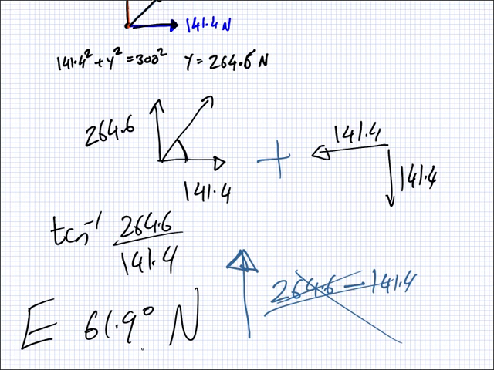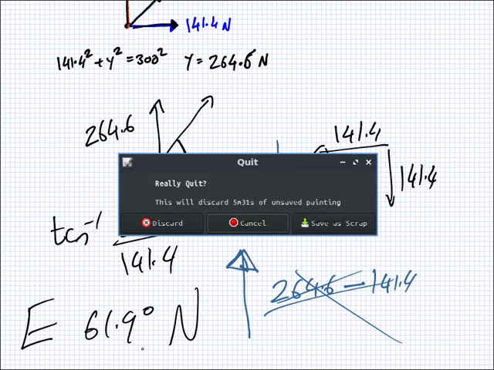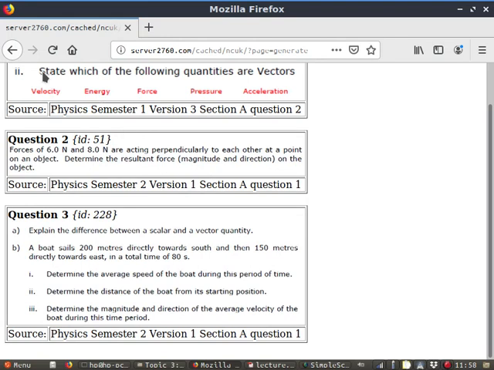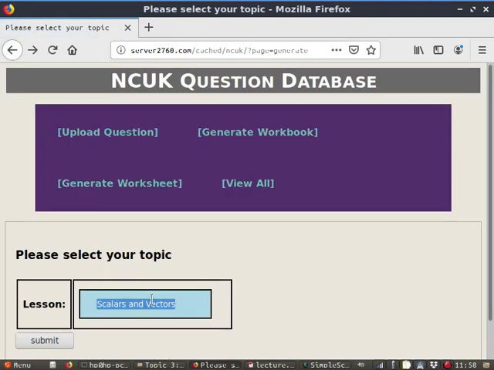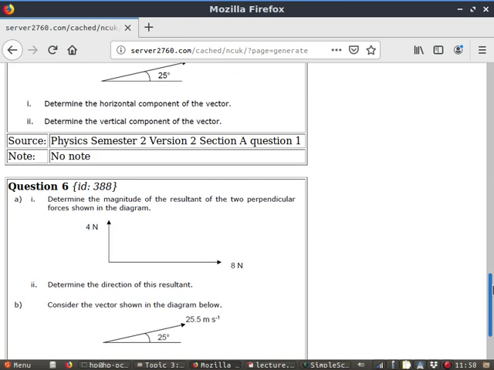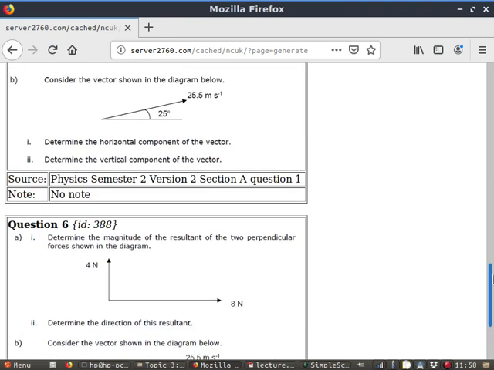What we'll do, just for 5 minutes, I want you to have a look at the questions in the workbook, just for 5 minutes, get a start on them, and then we'll do the next lesson. Can I close this? Yeah. So you can open up Moodle. What did I call it? Resolving vectors, was it? Yeah, there we go. So that one has 6 questions.